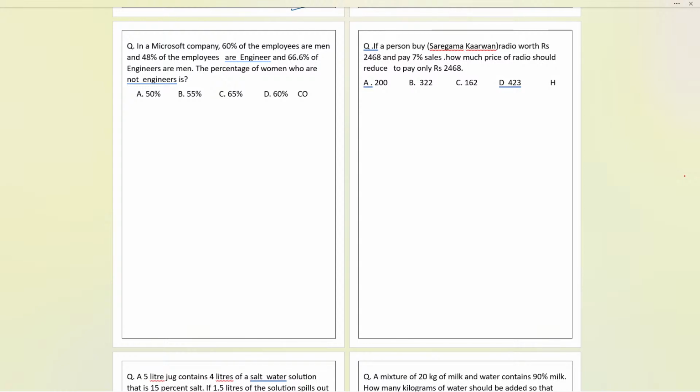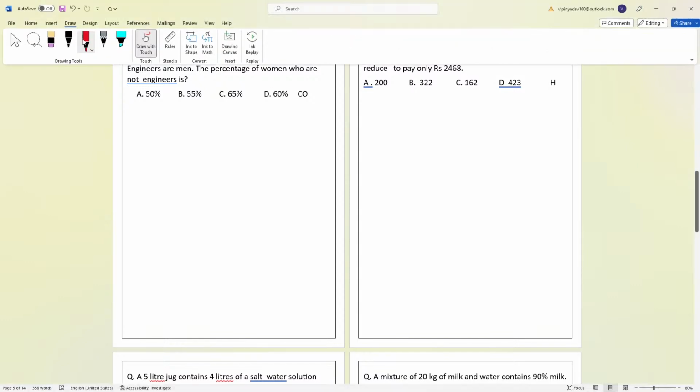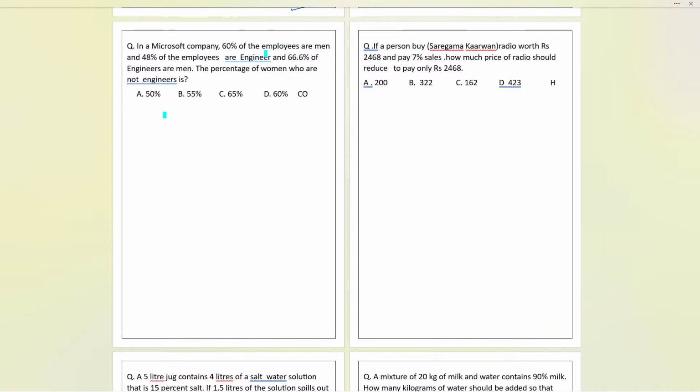Cool. So now here is our most beloved company, the Microsoft company. There's a survey conducted, and in that survey we got to know that 60% of the employees are men. So we have two different scenarios here. 60% of them are men. 48% of the overall employees are engineers. So differently we are talking about men and engineers. Now 66% of the engineers are men. The question is the percentage of women who are not engineers.